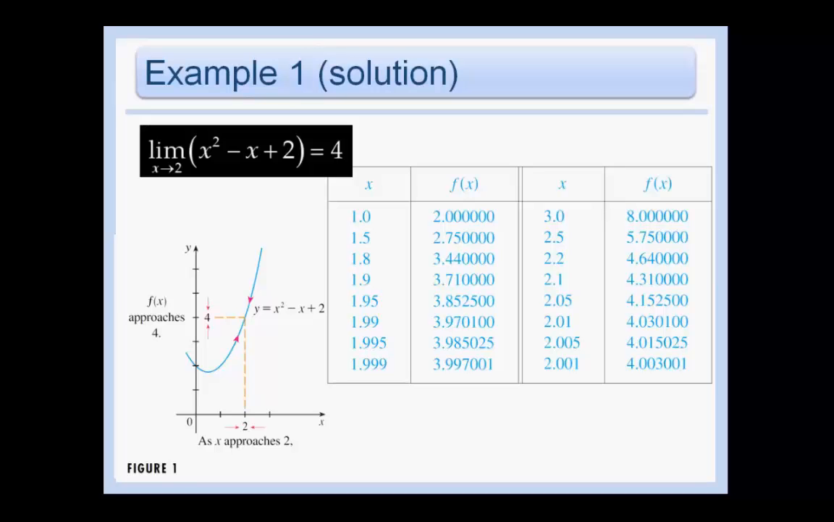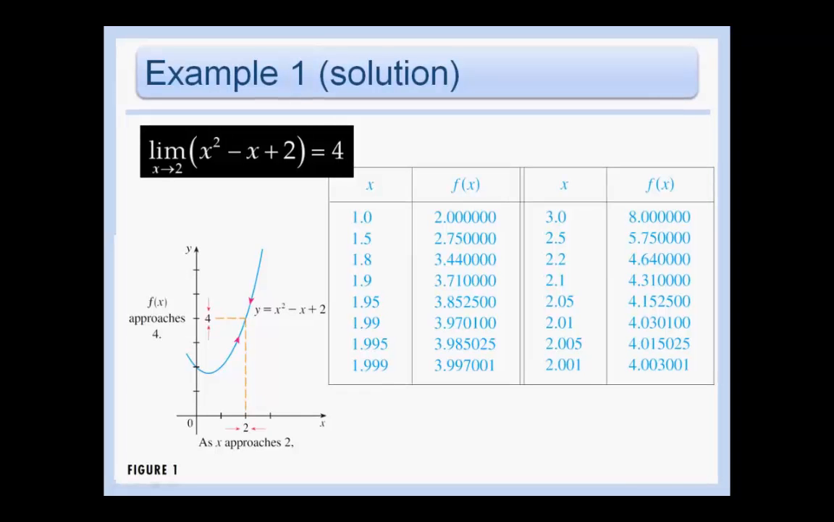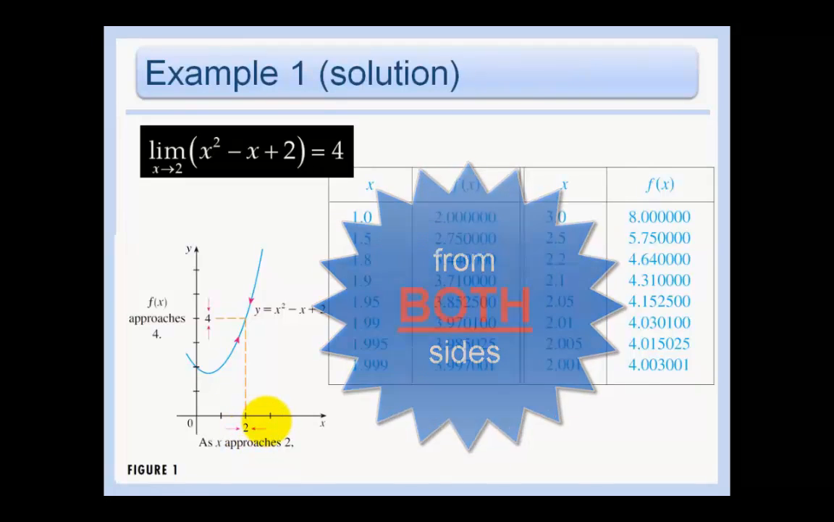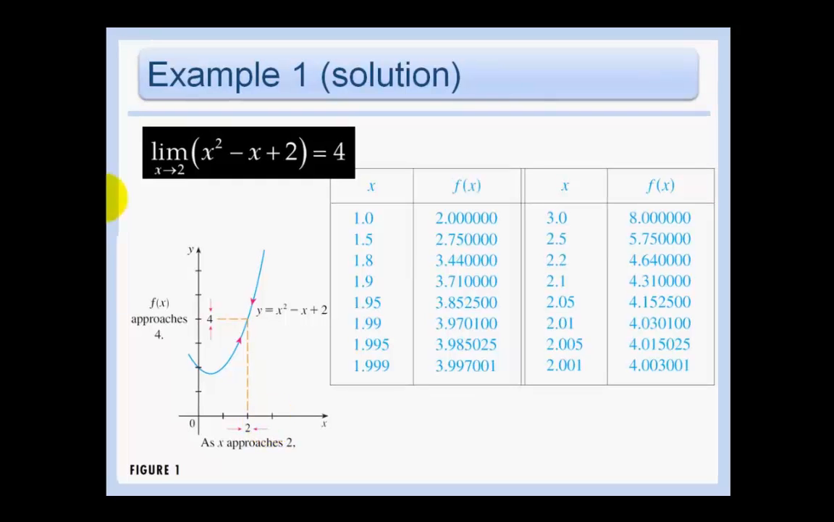And what we mean by the limit as x approaches 2 is what value does the function approach as x gets close to 2 from both sides. And we're going to talk about the importance of that, from both sides, a lot in this section. So we graph the function x squared minus x plus 2, and then we look as x approaches 2 from both sides. What does the function approach? What value? Whenever we say value, that means y value.